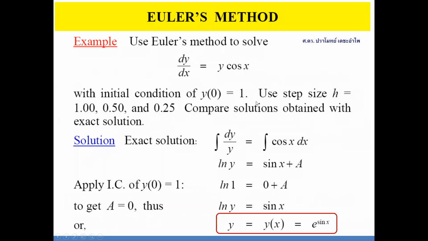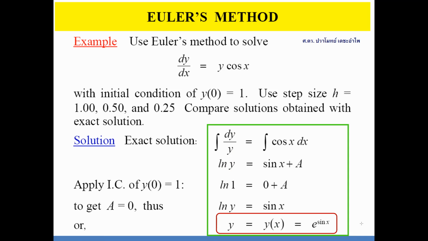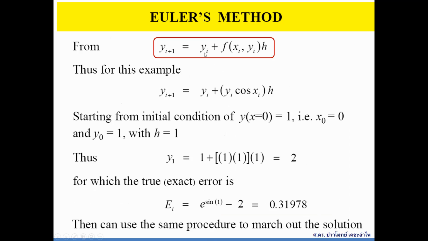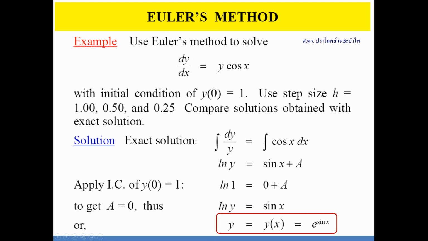Let's take a look at this example. We have this differential equation. From this differential equation, we can derive the exact solution by an analytical technique like this, and we found that the exact solution for this problem is y equal to e power sine x. If we apply the Euler method for solving this equation, you see that this is in the form of dy by dx equal to f(x,y). So for this case, f(x,y) is y cosine x.